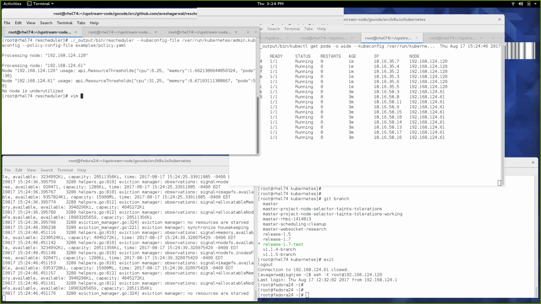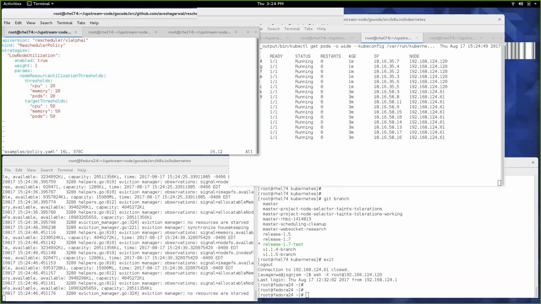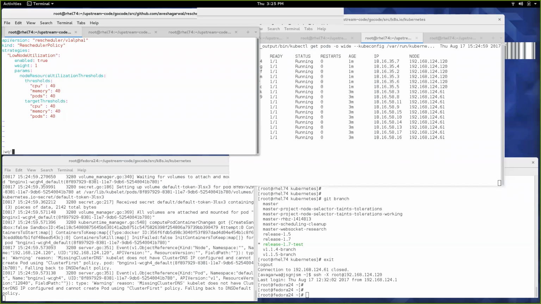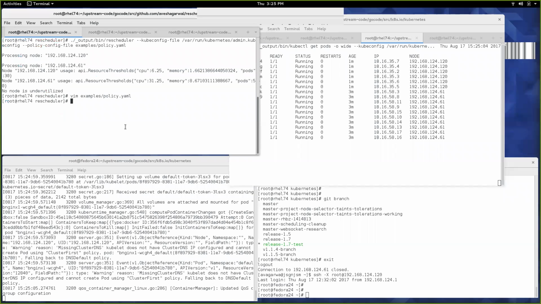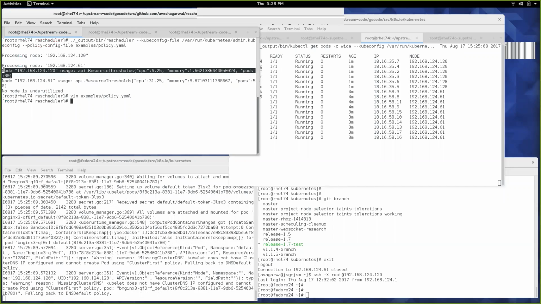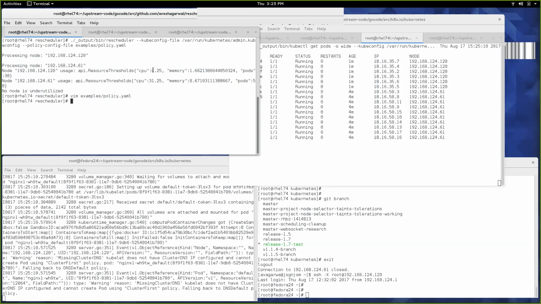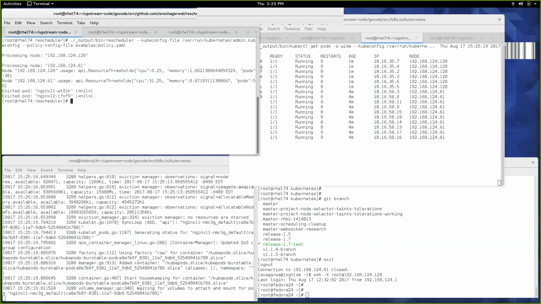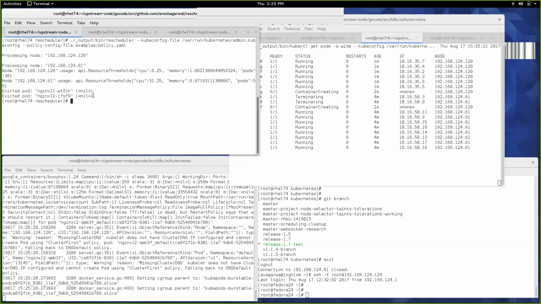Now I'll just tweak my policy. I'll make all these 40-40. Since I have made that 40, the first node has become underutilized, because the pod percentage is 30, and CPU and memory are also under 40. So now I'll run this again. You see right now only 2 pods are evicted.